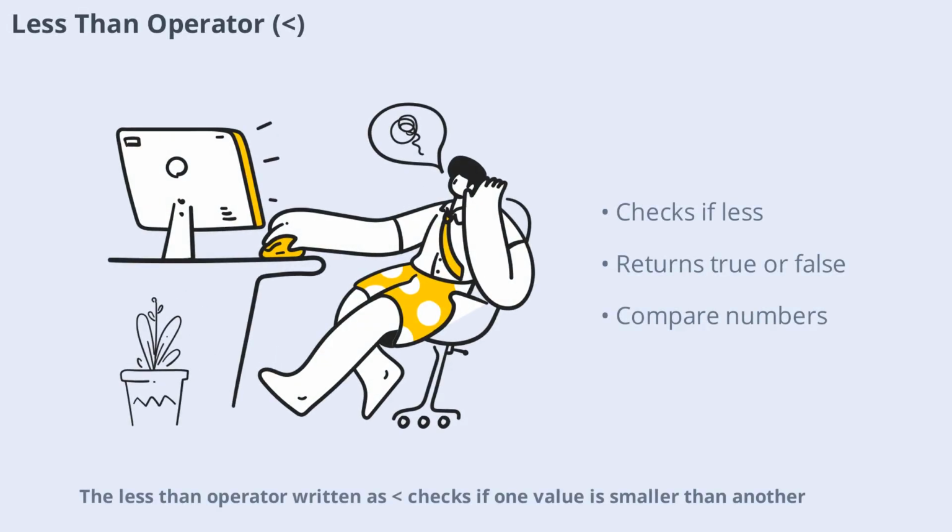The less than operator, written as <, checks if one value is smaller than another. For example, console.log(x < y) will return true if x is less than y. In our example, x is 10 and y is 5, so 10 < 5 is false. This operator is useful for comparing numbers to see if something is below a certain value.